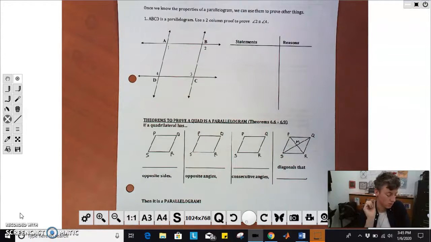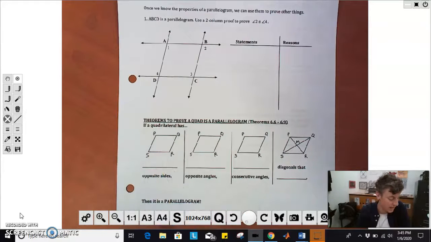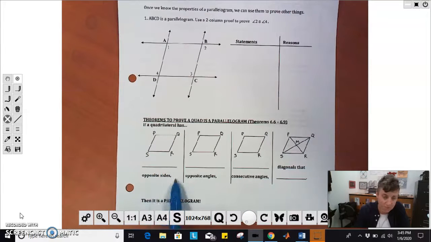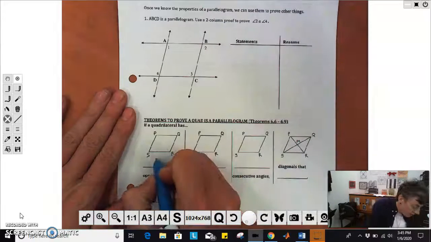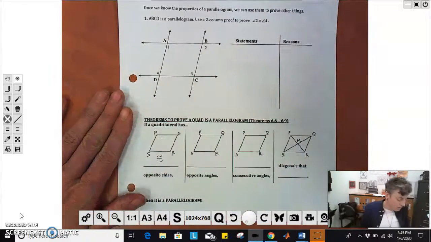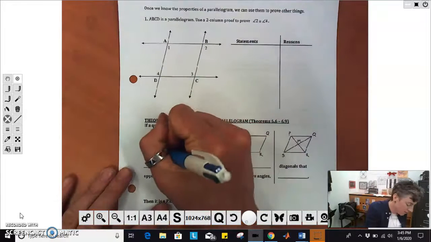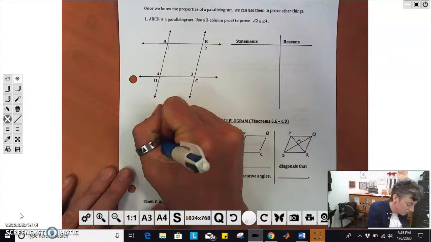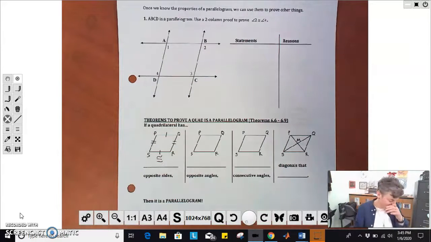Okay? Cool. So if a quadrilateral, if a four-sided shape has, what do the opposite sides need to be? They need to be congruent. If those opposite sides are congruent, then it's a parallelogram. So if SR and PQ are congruent and PS and QR are congruent, it's a parallelogram. So then we would know that the lines were parallel too because it's a parallelogram.